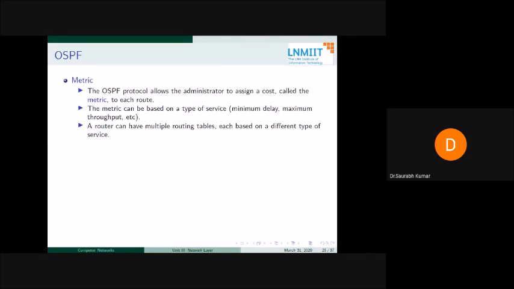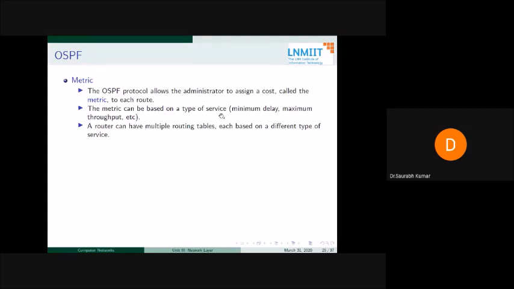Okay, so in case of OSPF, it allows the administrator to assign a cost called the metric. We are not saying any other kind of cost like distance or throughput or delay. It will only be considered as metric. So what could be that metric? That metric could be based on the different types of services.